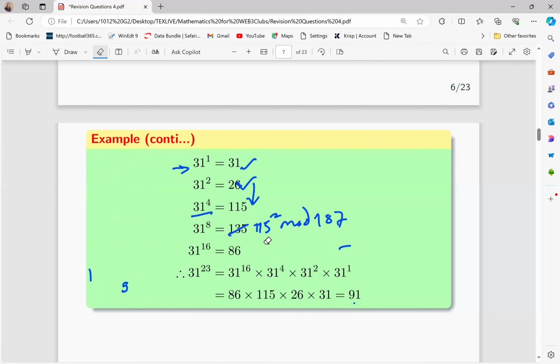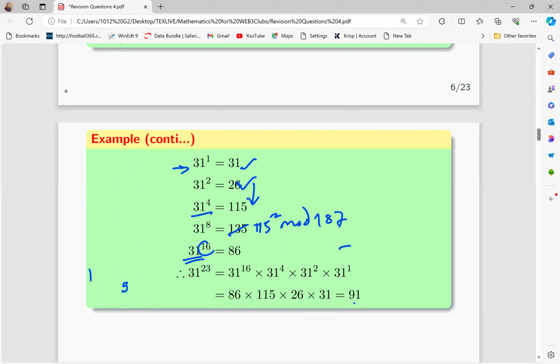Because when you square this, the power will go to 32, and 32 is above 23. The power you want is that 1 raised to 23, but when you square this, you get that 1 raised to 32. Is that okay? Yes. So that means you stop at this point.